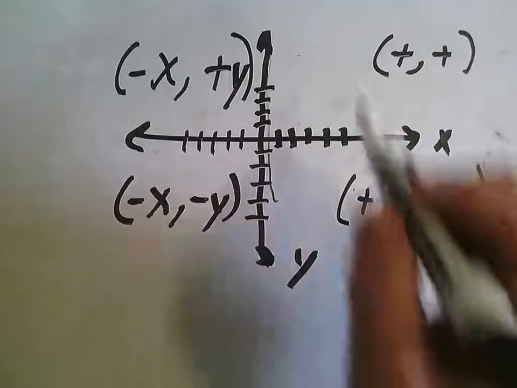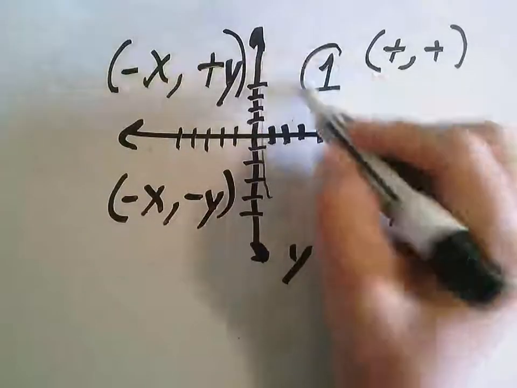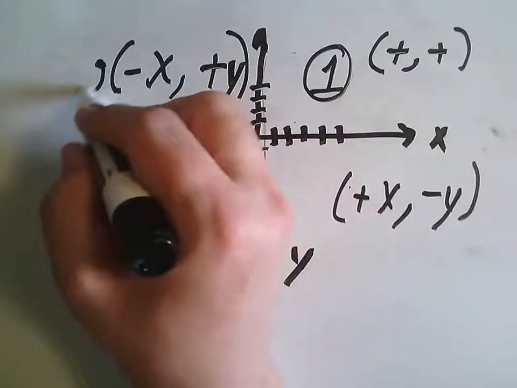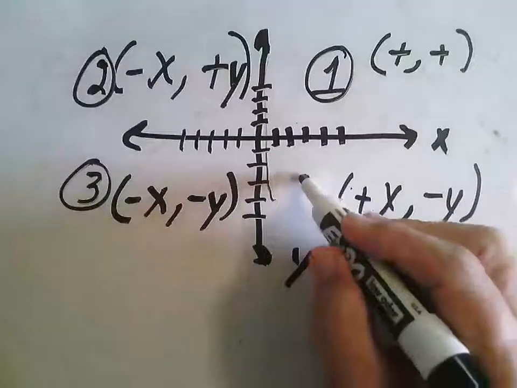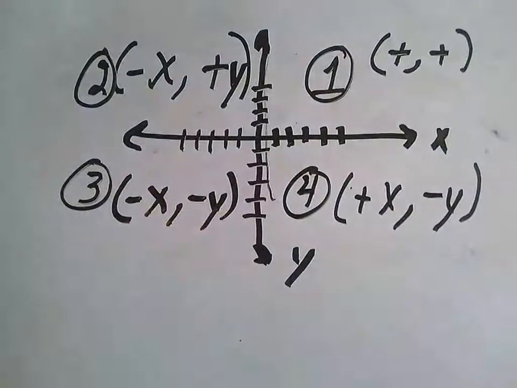If I was to label these quadrants, this would be quadrant 1. And then it just goes counterclockwise, quadrant 2, quadrant 3, and then of course the last one would be quadrant 4. So the first part of the homework, it will ask you which quadrant you are going to be in, and then to graph those out.